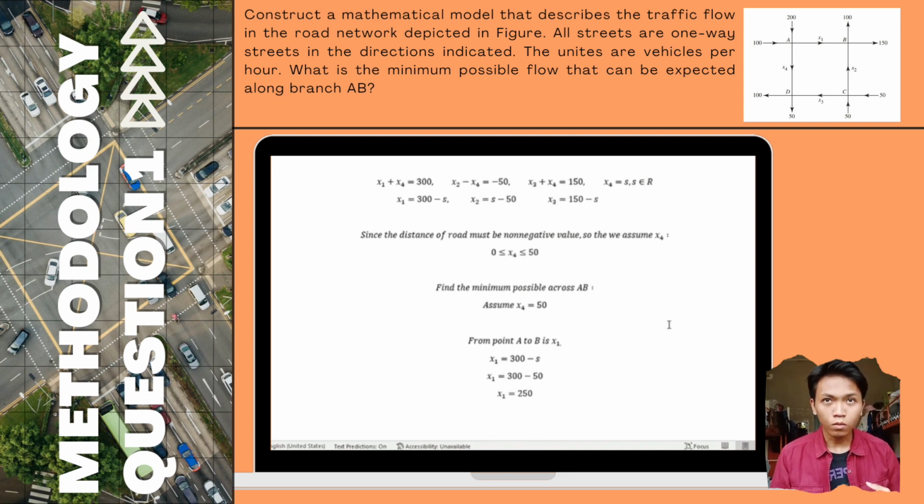So, back to the question, we have to find the minimum possible flow across the branch AB. To find the minimum possible flow across AB, which is S1, we have to assume our value of S4 is the maximum value, which is 50. So, to find our S1, we will use S1 is equal to 300 minus S4. So we have to substitute the value of S4 with the maximum value, which is 50, and we will get S1 is equal to 250.